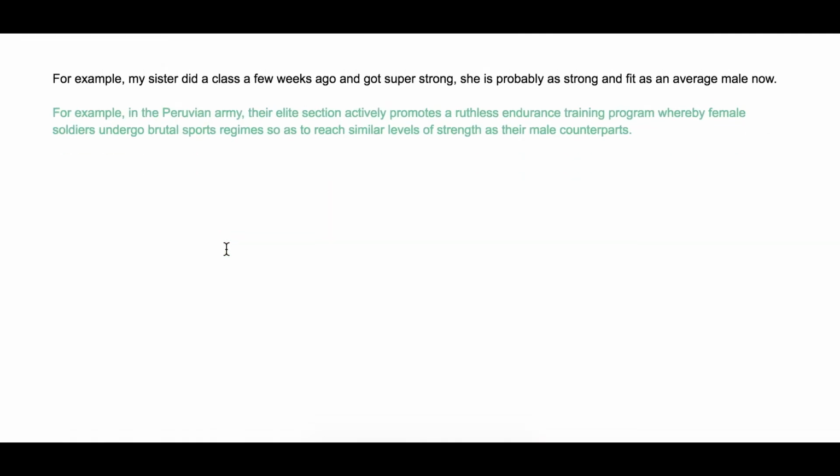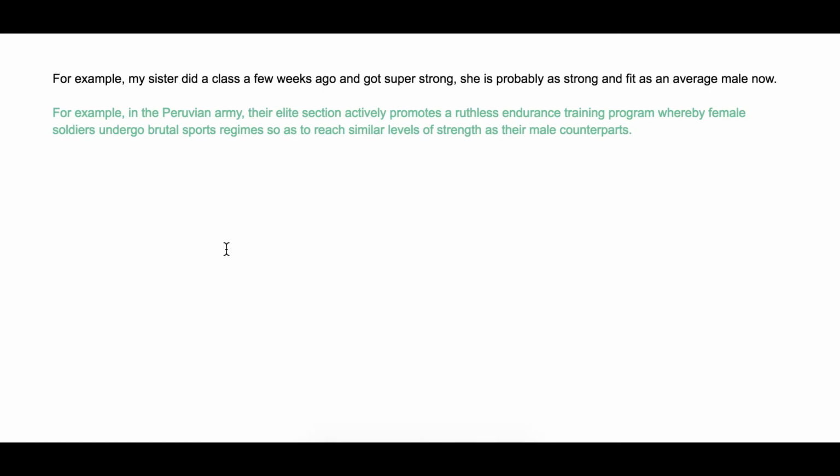The examples. Examples are very important, and once again, there's a whole module about this, and you can also get feedback in the online course. Anyway, let's jump into it. For example, my sister did a class a few weeks ago and got super strong. So this super strong is how, I'll admit it, I would talk with my friends in a bar, not if I was writing a formal academic essay. Also, it's my sister. It sounds very personal, like I'm telling them a story. And super strong is just informal spoken vocabulary.